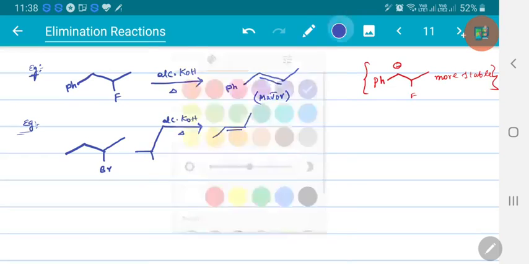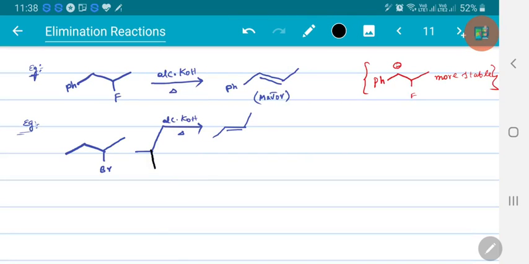Instead of that, if I have taken a bulky base, such as tertiary butoxide, in the presence of tertiary butyl alcohol, right? Now as the base is bulky, it prefers a less hindered position. So it goes and abstracts hydrogen from the less hindered carbon. So here the major product is the Hofmann product. So this is the major product here, the Hofmann product. Here the Saytzeff product is the major product. That means whenever there is a bulky base, the Hofmann product is major.